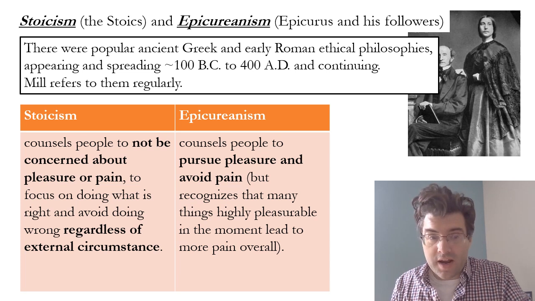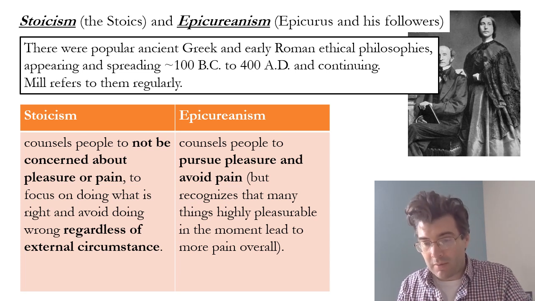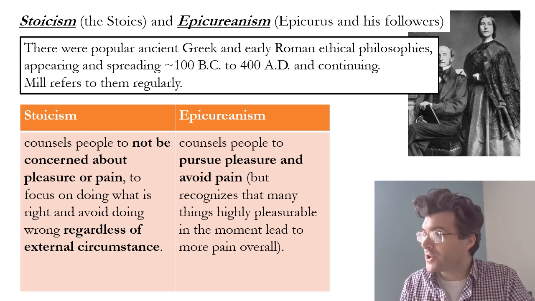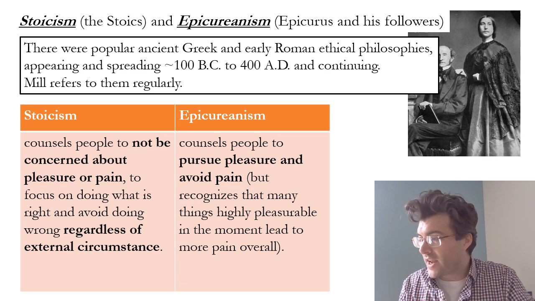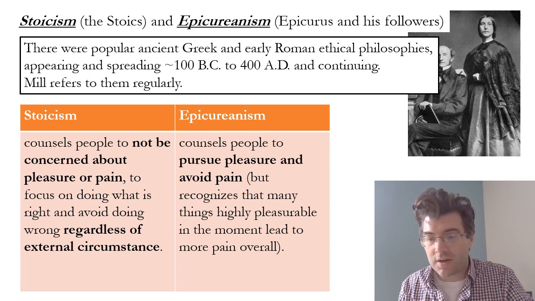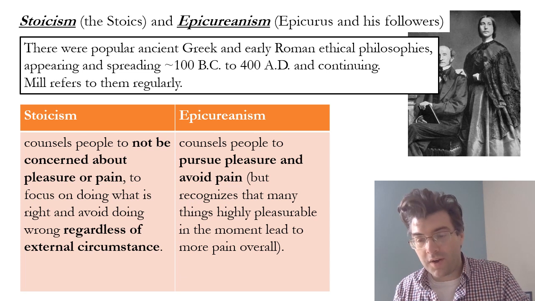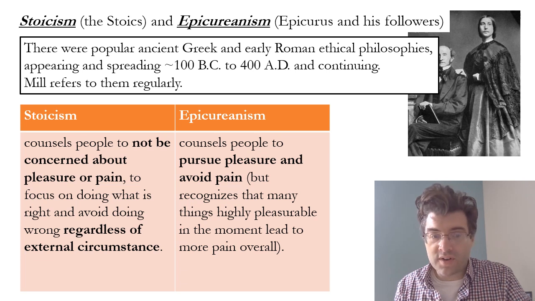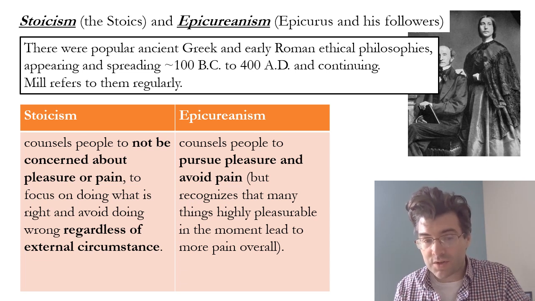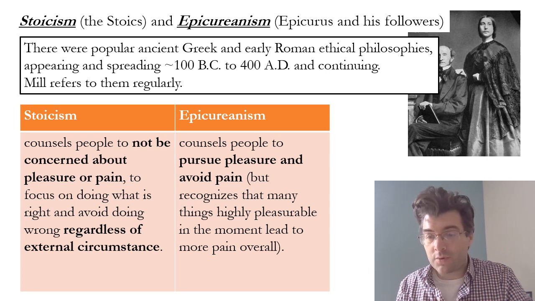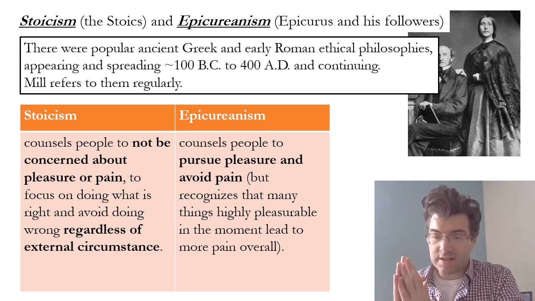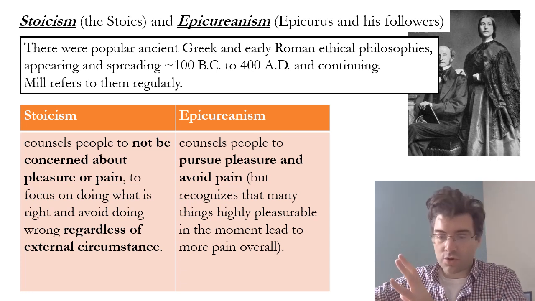The Stoics, on the other hand, counseled people to not be concerned about pleasure or pain. They suggested that if we're concerned about our own pleasure or pain, then we're likely to always be discontent because things may not go the way that we want them to go, and then we'll be upset. They suggested rather that we focus on doing what is right and avoiding doing what's wrong, regardless of the external circumstances. So they thought the best kind of life would be one that was steered by what you might call a moral compass that was consistent across all external circumstances.